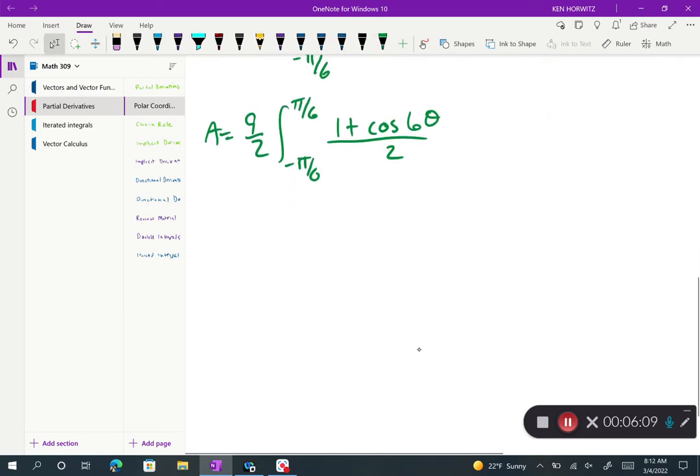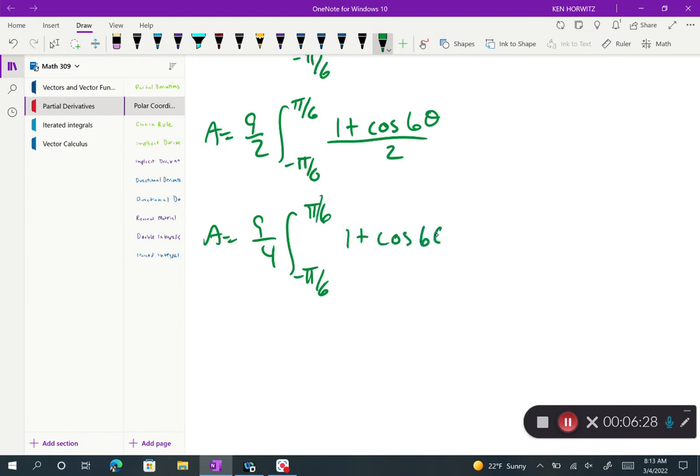All right, and once again, I have a constant. I have a half here that I can pull out. So I have area equals 9/4 negative pi over 6 to pi over 6 of 1 plus cosine 6 theta. And now I'm ready to integrate. So at this point, I'm going to ask you to stop the video, and I'm going to ask you to try to integrate, and we'll talk about the answer on the back end.